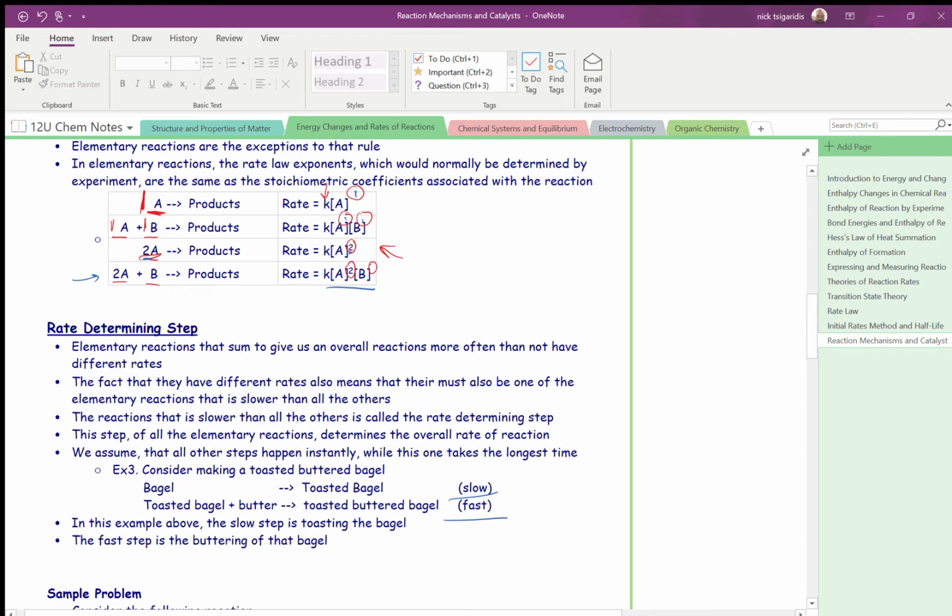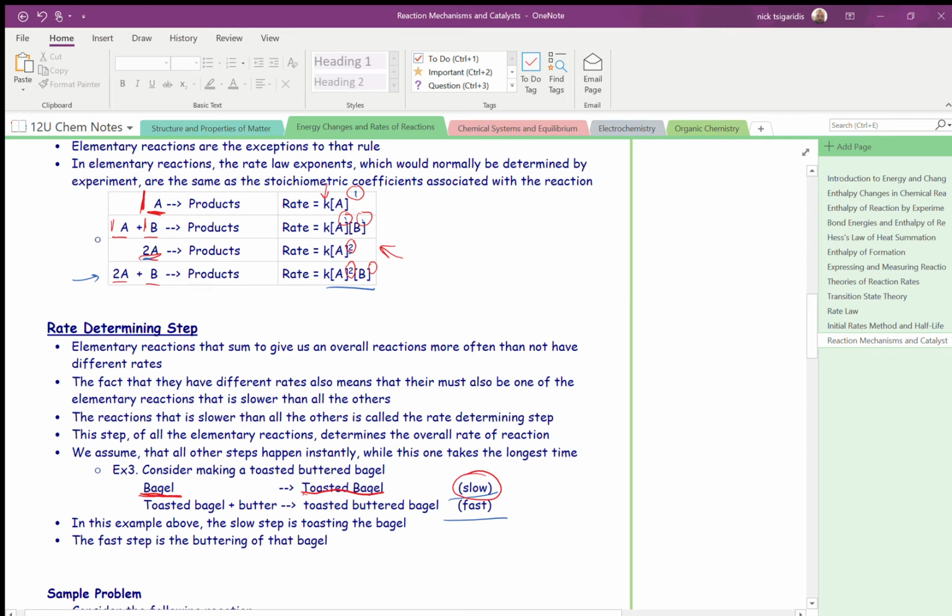So let's say we have a bagel, and I want to produce at the end of this whole process a bagel that is toasted and buttered. So I have a bagel in my initial elementary step, and I'm going to toast my bagel. Notice that it is a single event. I'm just toasting. That we determine to be the slow step in the reaction.